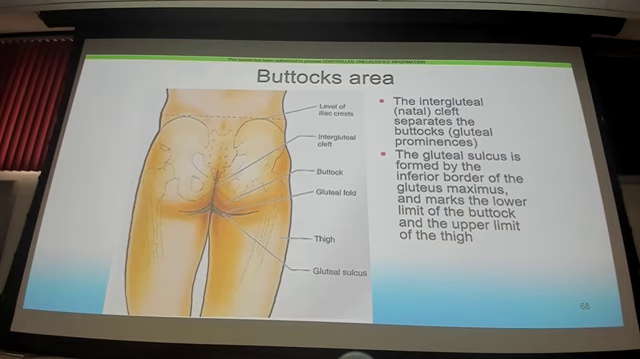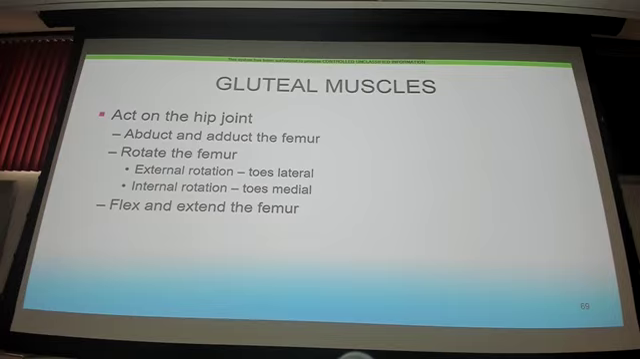Alright, so basically a gluteal fold separates what we call our buttocks to our thigh. Then of course you have the butt crack, the inner gluteal cleft, plumber's crack there. When we look at the gluteal muscles, all of these are going to be muscles that act upon the hip.